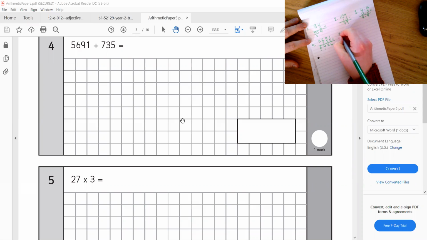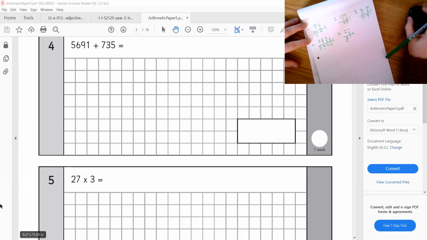Question number 5, 27 times by 3. So it's just using column again. So 7 3s are 21, 2 3s are 6, 7, 8, 81 there. Okay, that one's actually a lot easier than that one. It's weird that they're the other way around and we've got that one first and then that one. Anyway, let's have a look.